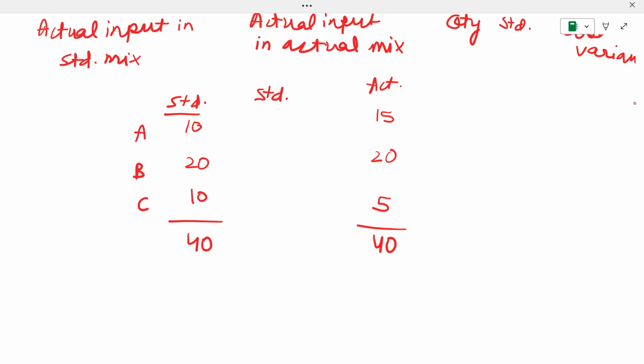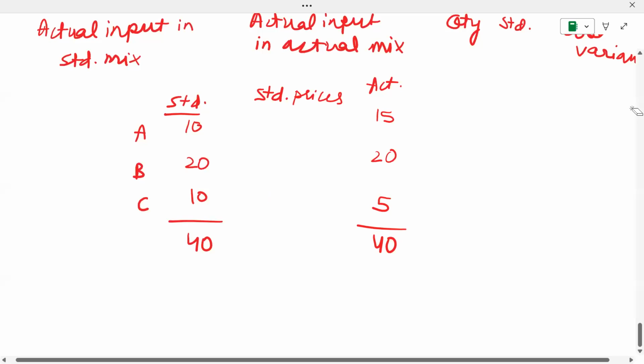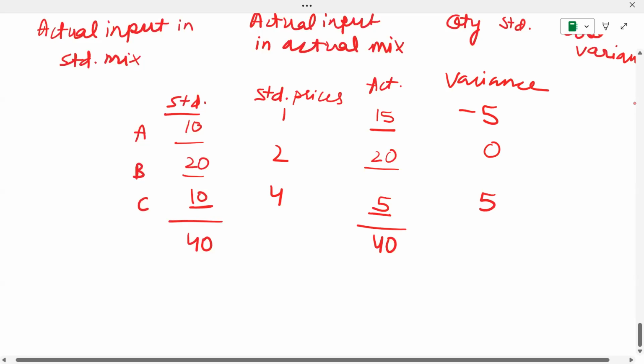So let's also have the standard prices which should be there for these raw materials per unit. Let's suppose 1, 2, and 4. So what happens is over here, if you find out the variance, first of all, I was supposed to use 10, but I have actually ended up using 15. So I have a negative variance of 5. I should have used 20. I have actually used 20, so no variance. I should have used 10 of C, but I have only used 5 of C, so that means I have saved 5. So if I net this out, I have 0 quantity variance.